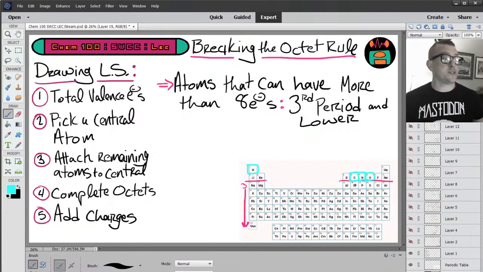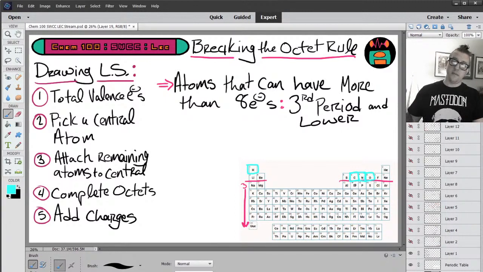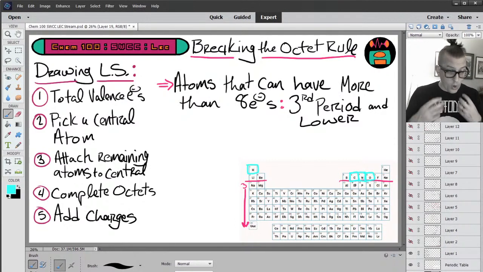So that's another reason why it's so important: even though elements that must always obey the octet rule are in the minority, those minor elements are the majority of all biological systems. So that's another reason why the octet rule is crazy important.